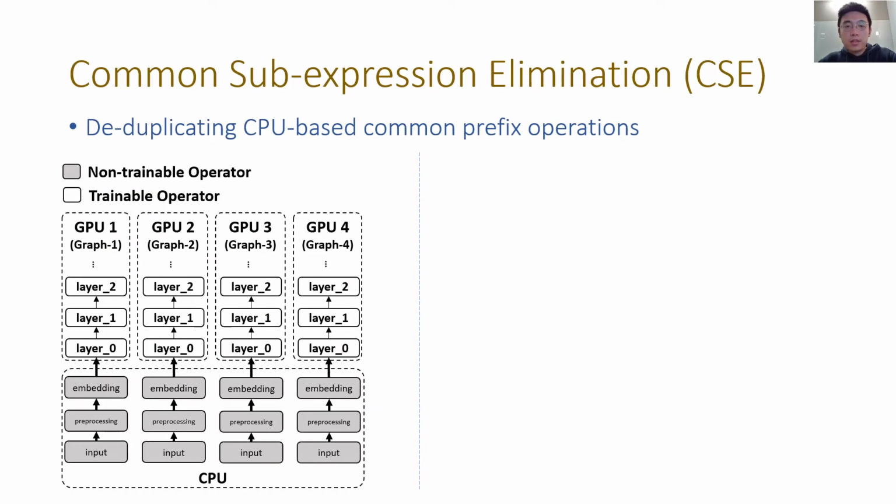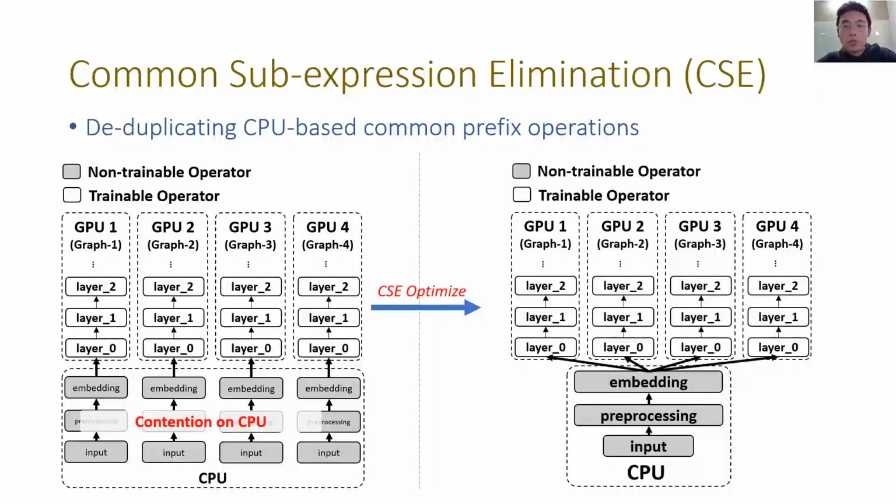First, the dataset, preprocessing, and embedding of multiple models might be the same. Executing multiple models on the same server may lead to significant contention on CPU, especially for mobile models. When all these models use the same non-trainable prefix operations, the optimization of common sub-expression elimination will deduplicate them by merging them so that they are only executed once on CPU.